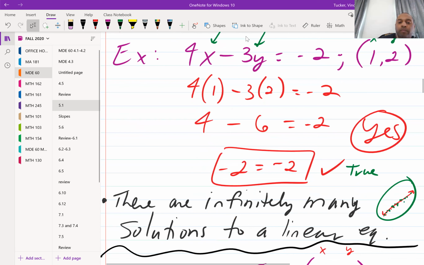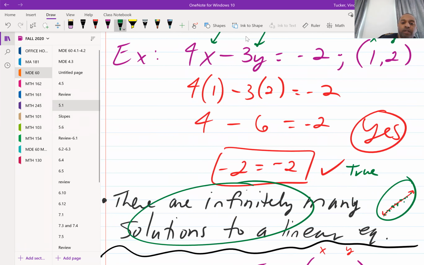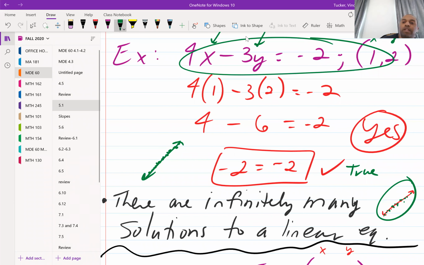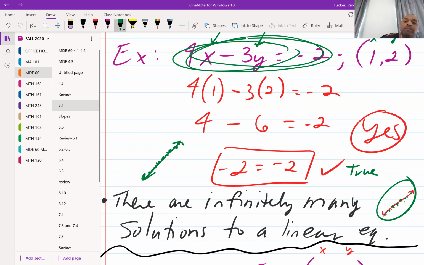So here, just pointing out the fact that there are infinitely many solutions to a linear equation. And so if you're talking about the graph of that line, each point that's on that line represents a solution. So every single point that's on the line, when you do your graph, represents a solution for that equation. So when you look at what we had here, the ordered pair 1, 2 is going to be on this line after you graph it.